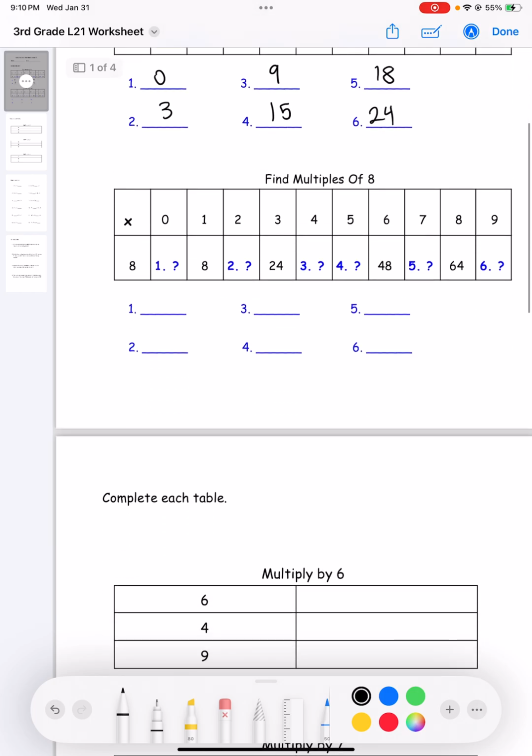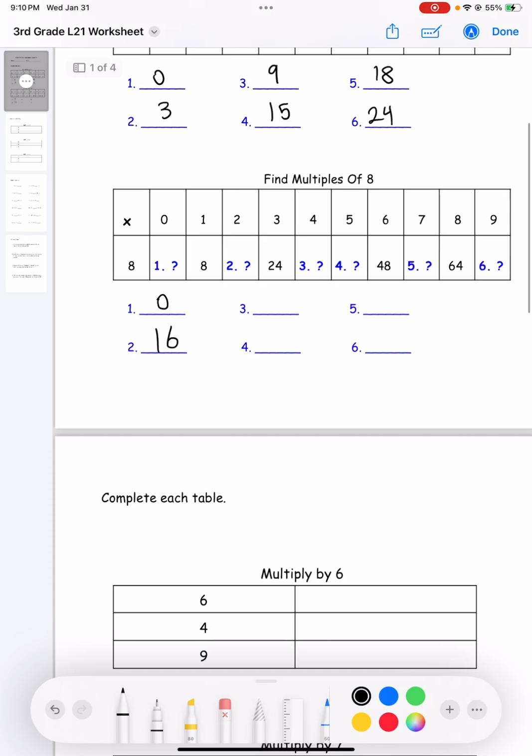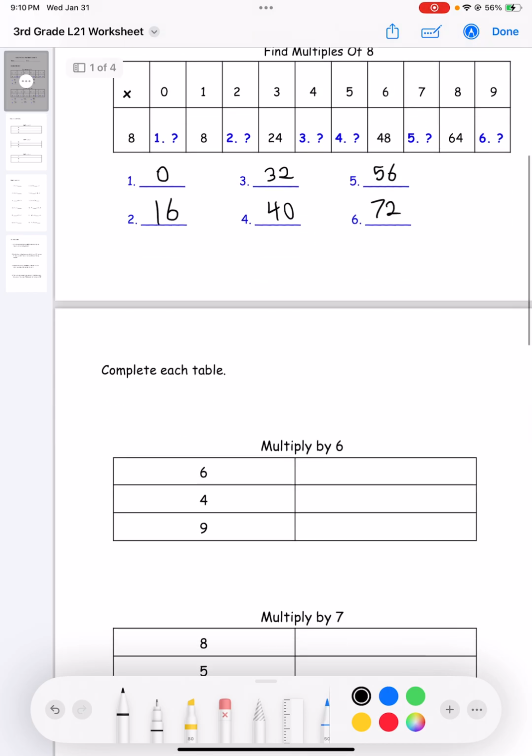Then we have multiples of 8. So number 1, we have 8 times 0, which is 0. Number 2, we have 8 times 2, which is 16. Number 3, we have 8 times 4, which is 32. Number 4, we have 8 times 5, which is 40. Number 5, we have 8 times 7, which is 56. And then number 6, we have 8 times 9, which is 72.